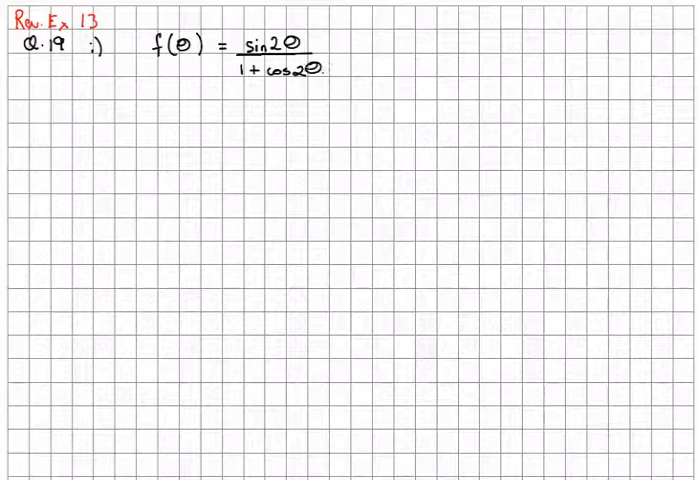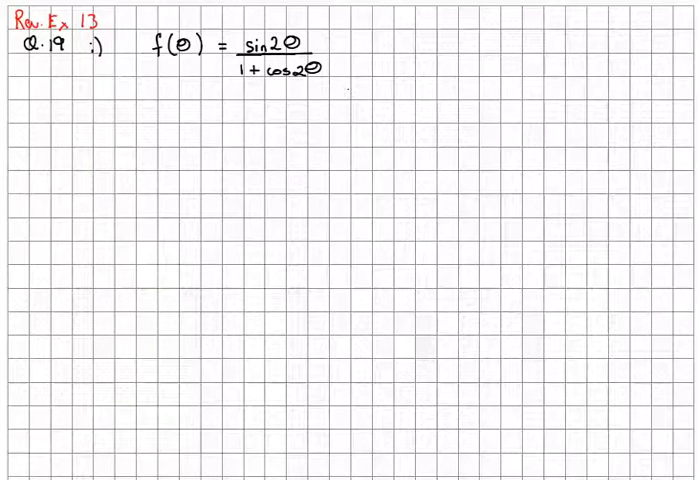Now we'll have a look at revision exercises. That's chapter 13. That's question 19, which has in part 1 a function, and they want us to find the derivative of this function. So it's a function of theta. It's given as sine 2 theta all over 1 plus cos 2 theta.